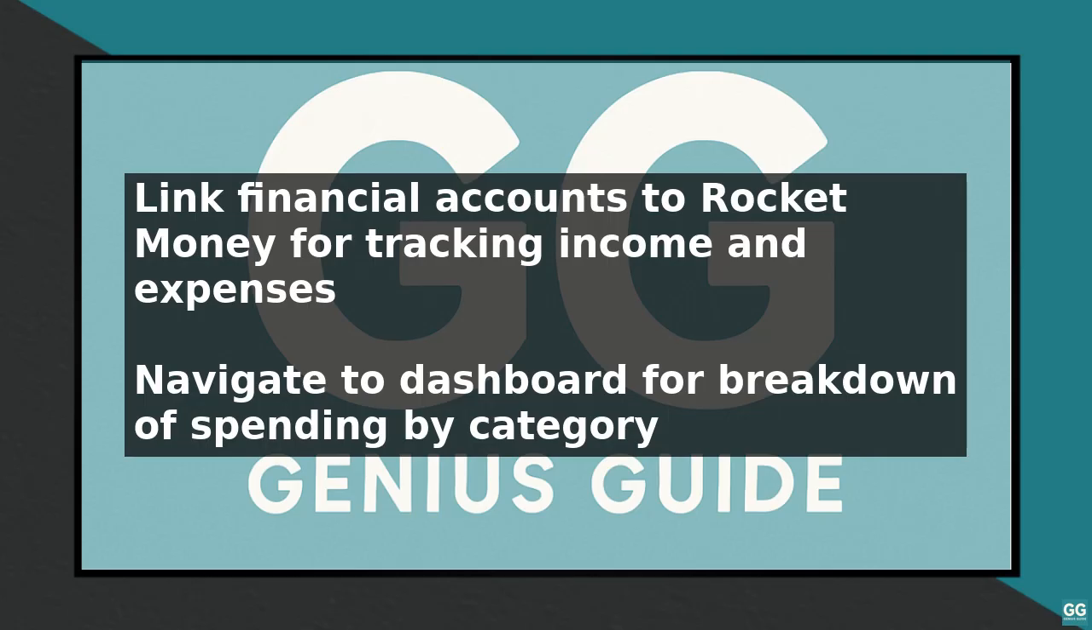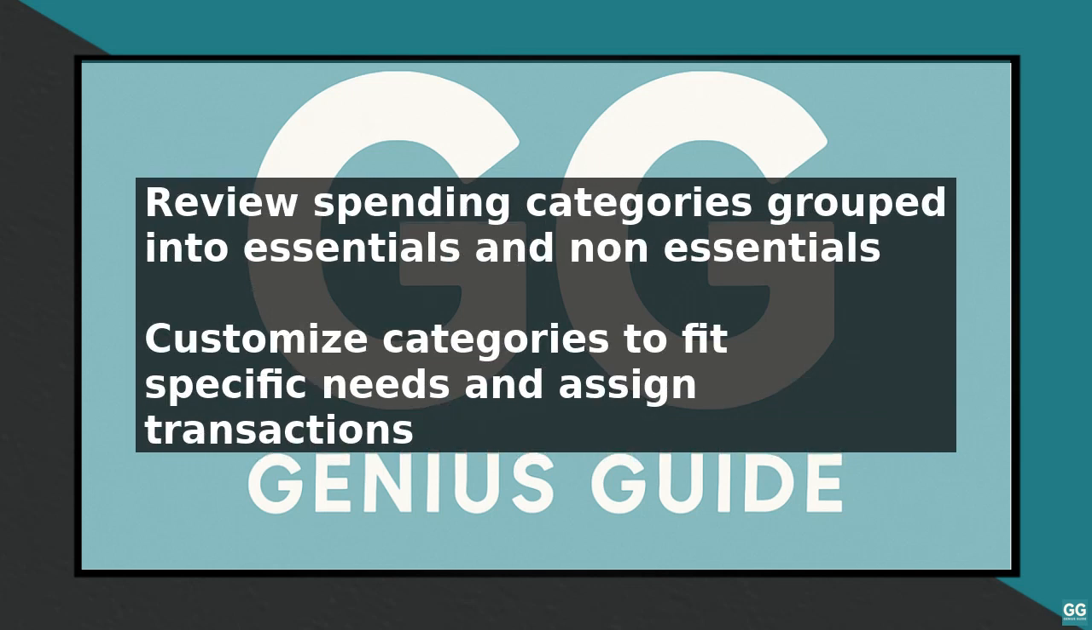The next step is to review your spending categories, which are typically grouped into essentials such as rent, utilities, and groceries, and non-essentials like entertainment and hobbies. Rocket Money will automatically assign transactions to these categories, but you can also customize the categories to fit your specific needs.